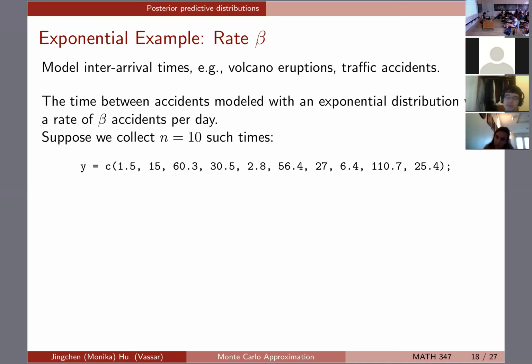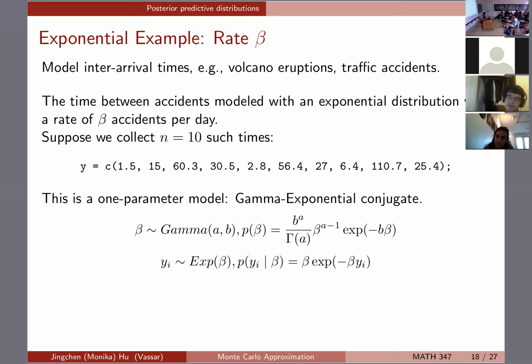Okay, so this is the context that we're going to work on, and let's explore in the Bayesian paradigm how we're going to use a conjugate prior to do this. Yes, the data, so 1.5, 15, 60.3, all of these are the time lapses.